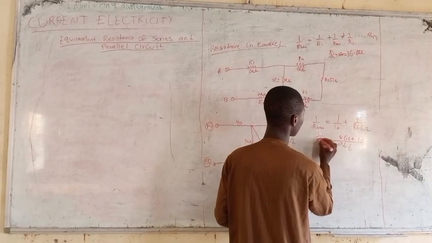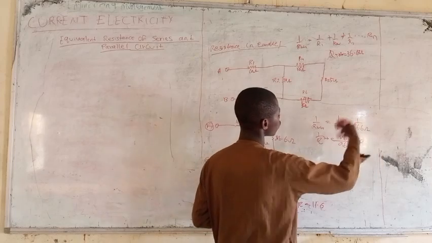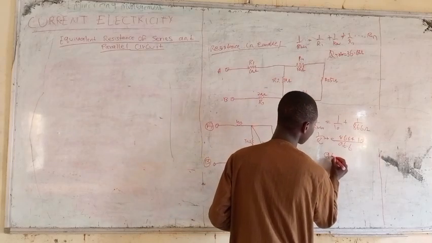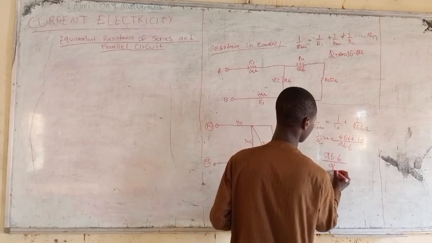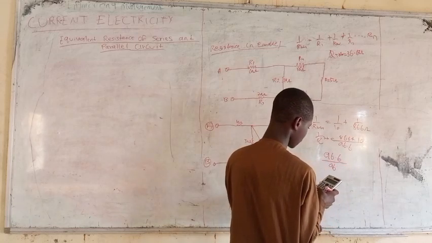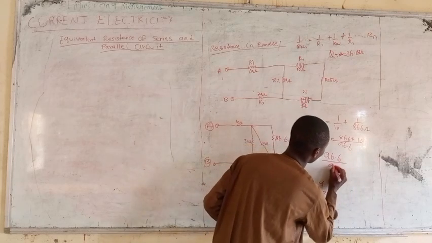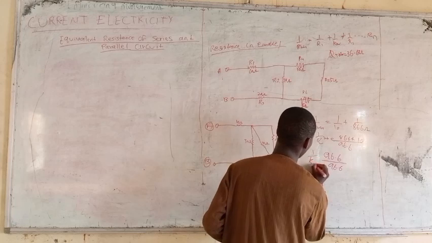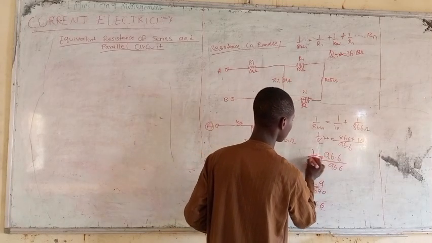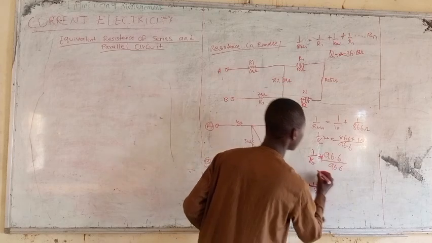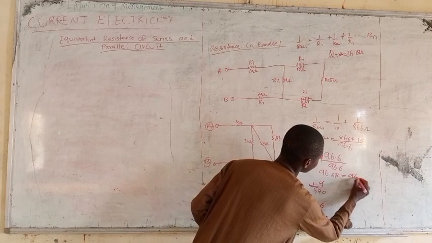Okay, 1 over R. 86.6 plus 10 gives you 96.6, so it is 96.6 over 96.6 equals 1 over R. Let's take the total, cross multiply. Here is the equal sign, here is our R. If we cross multiply, it will give us 96.6 R is equal to 96.6.